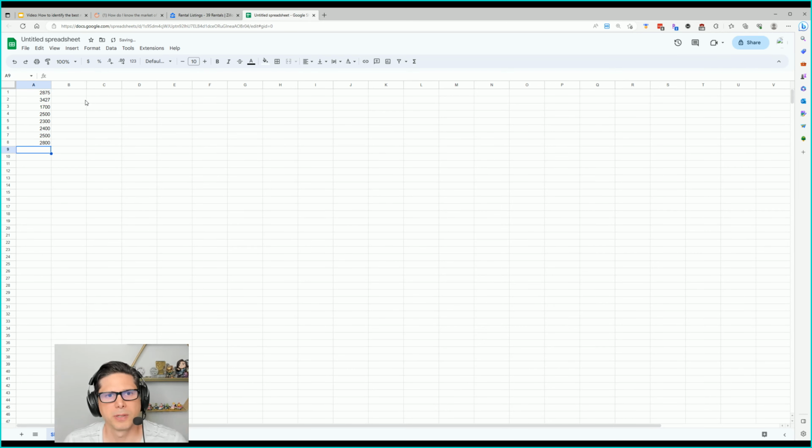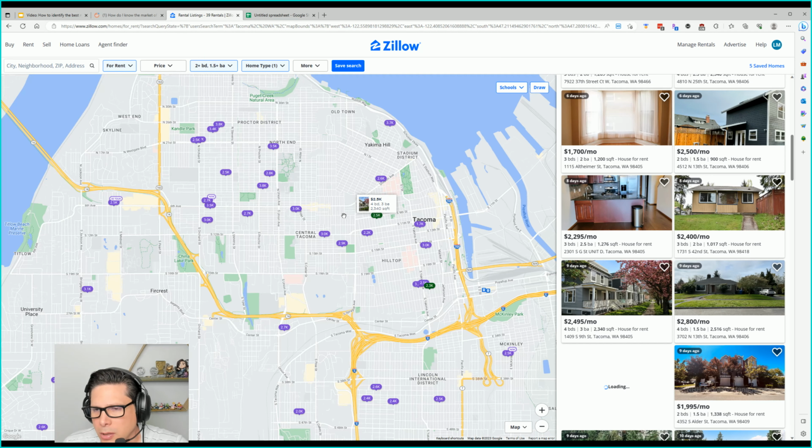Okay, now what we want to do is say, give me the average of all the rents that we wrote. So about $2,500. About $2,500 is the average you could expect to pay for the area of Tacoma, Washington.